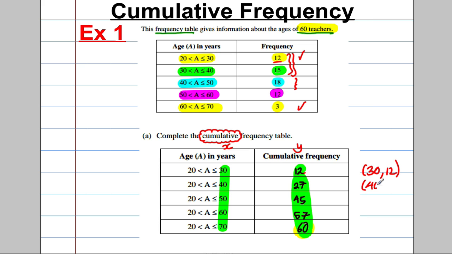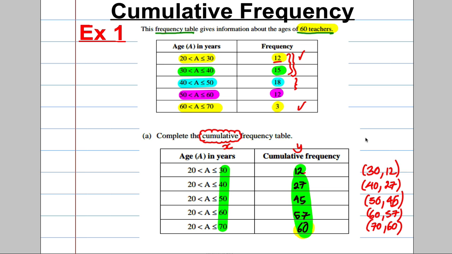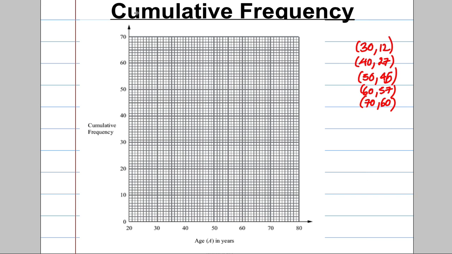Then we're going to plot 40 across 27 up. Then we're going to plot 50 across 45 up. Then we're going to plot 60 across 57 up. And lastly, we're going to plot 70 across and 60 up. Okay, so we're going to plot those on a diagram, and they always give you the diagram. Here it is. Okay, so I'm just going to quickly go back here. I've taken that information, and I'm going to just plot it on this diagram and join the dots.